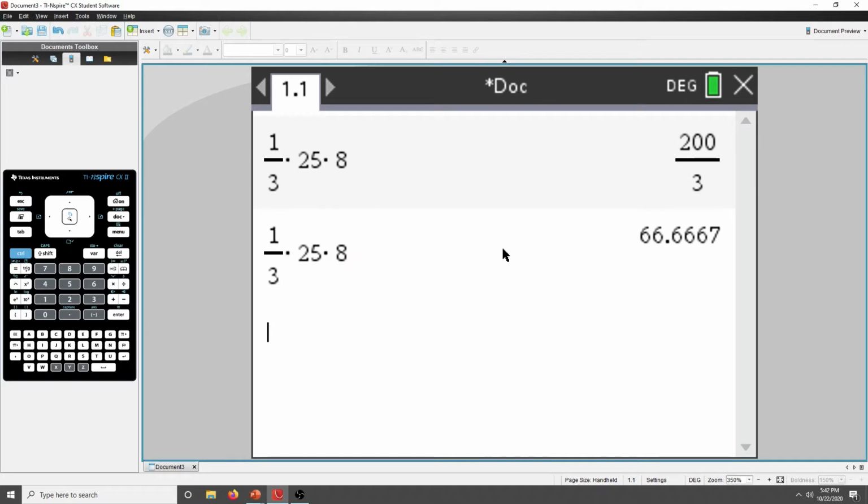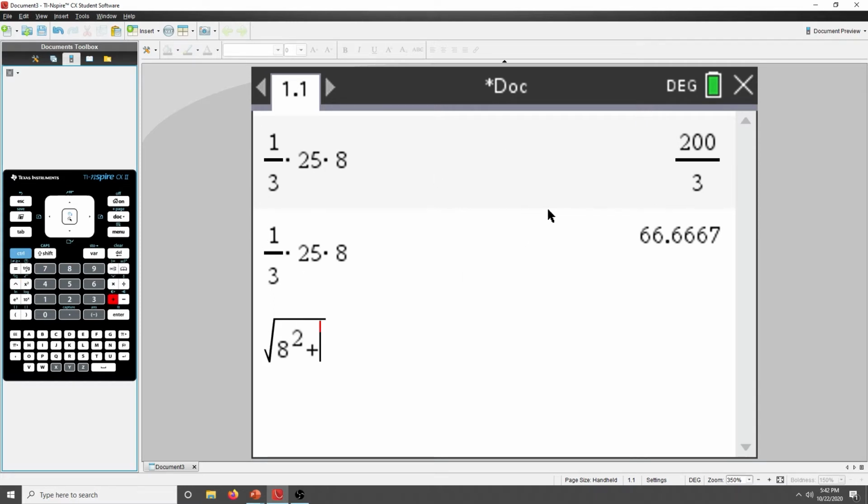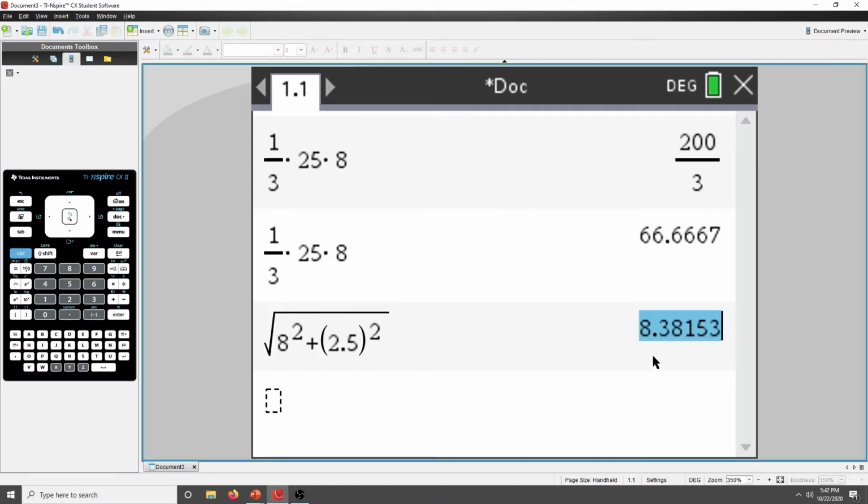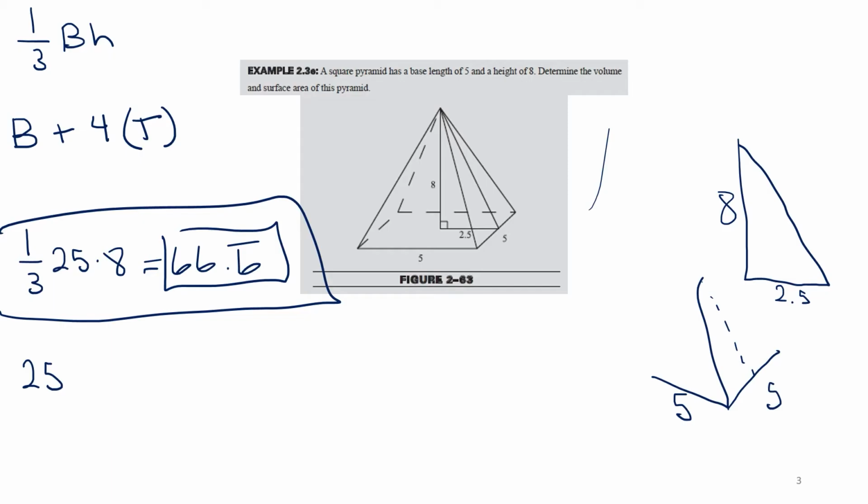And that's a squared plus b squared equals c squared. So if we just skip the middleman and say the two shorter sides added together squared under the hood of a square root, we get 8.38 is what we're going to leave it at. And that is our slant height.